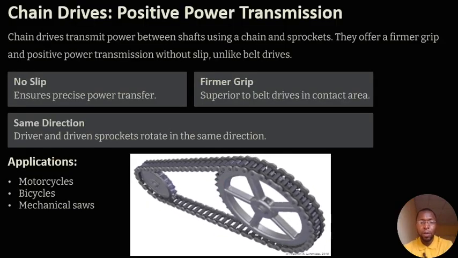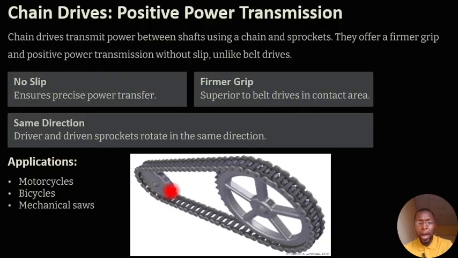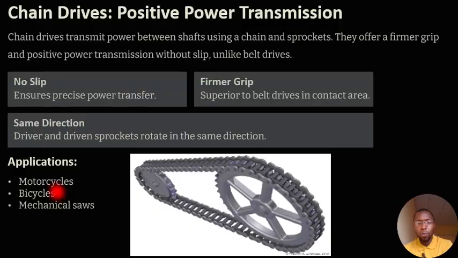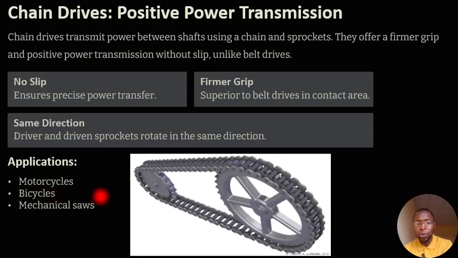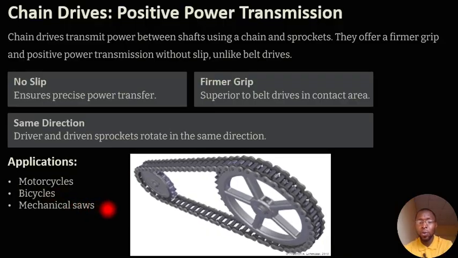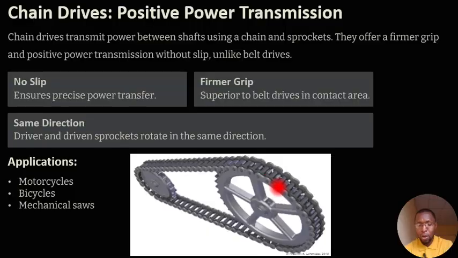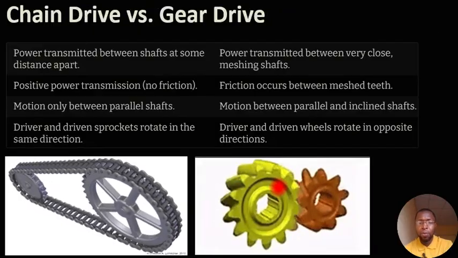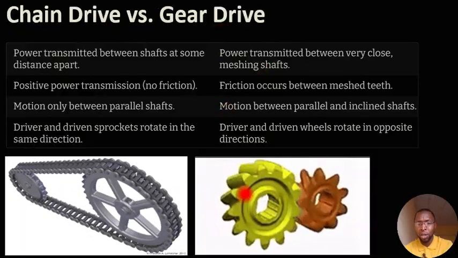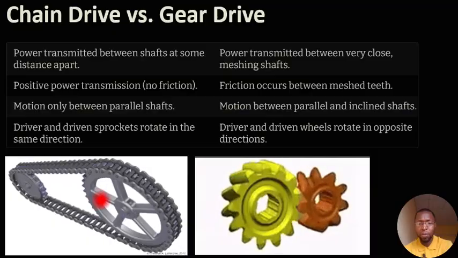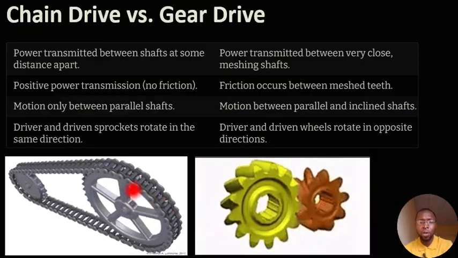Okay. Now, where do we apply chain drive? We find chain drive in motorcycles. We could find it in bicycles, and we could also find it in mechanical saws. Right? Now, let us look at the comparison between chain drive and gear drive. So this is gear drive here, this is chain drive. What are the differences between them?